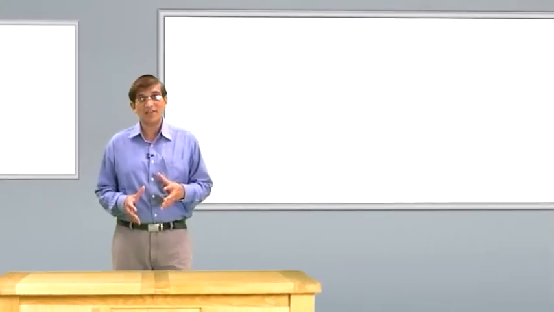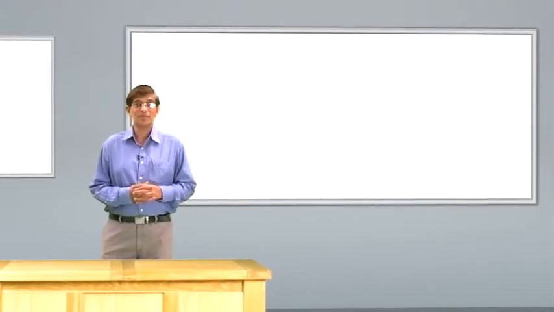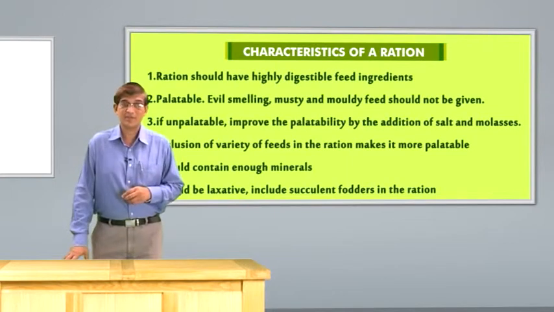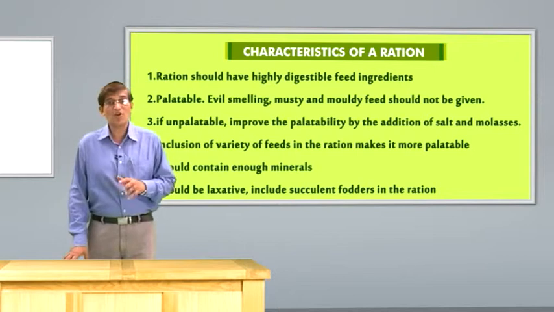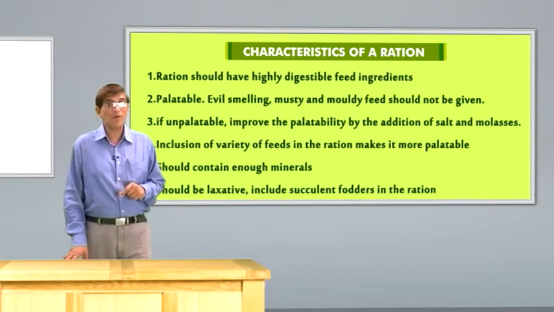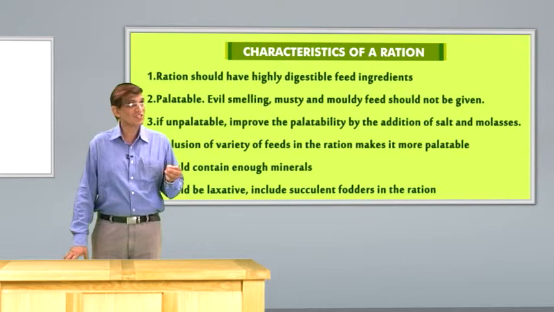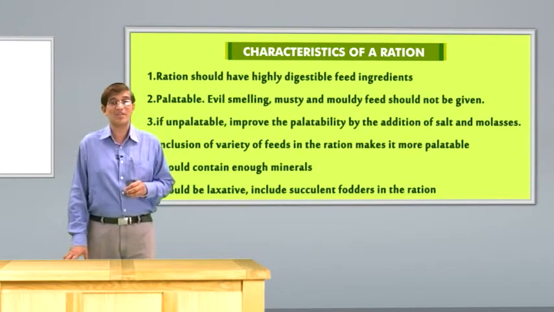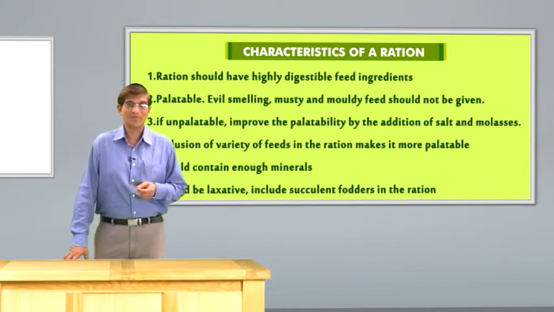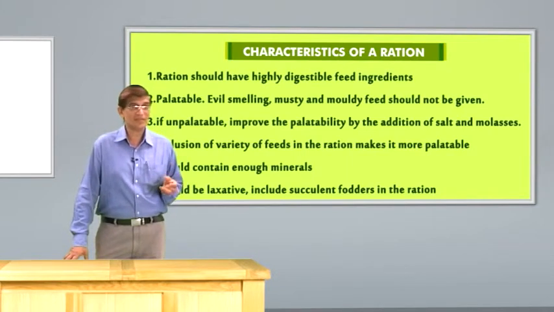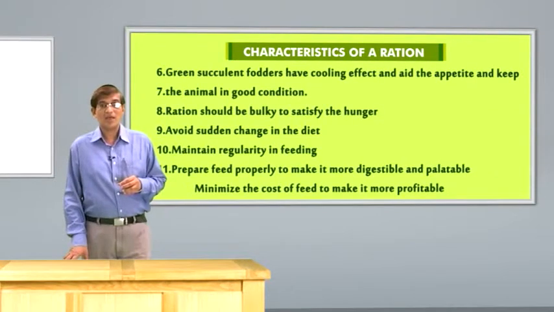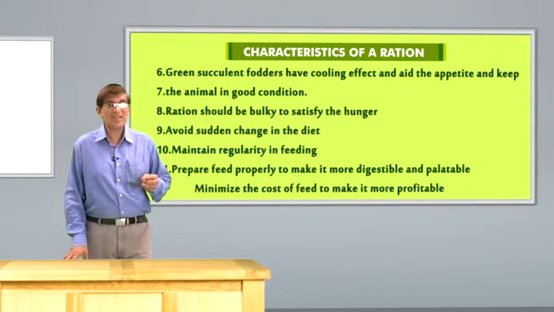The most important are the characteristics of a ration. The ration should have highly digestible feed ingredients. Evil smelling, musty and moldy feed should not be given to the animals. Improve the palatability by adding a little salt and molasses. Inclusion of a variety of feed in the ration makes it more palatable. It should contain enough minerals. It should be laxative, and include succulent pasture so that animals are tempted to eat.